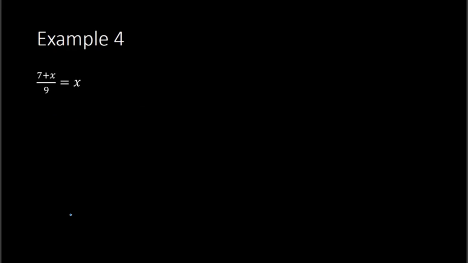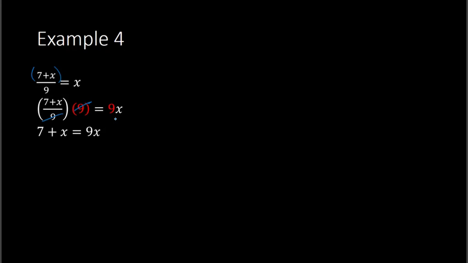Example 4. We have 7 plus x over 9 equals x. So here, we do want to get x by itself on one side, but it's going to be easier if we get rid of the fraction first. So remember, the 7 plus x is one quantity, so I really cannot just subtract x from both sides. So I need to get rid of this 9, and this is being divided, so the opposite of division is multiplying. So I multiply both sides by 9. The 9's on the left side will cancel. I'm left with 7 plus x on the left, and on the right we have 9x.